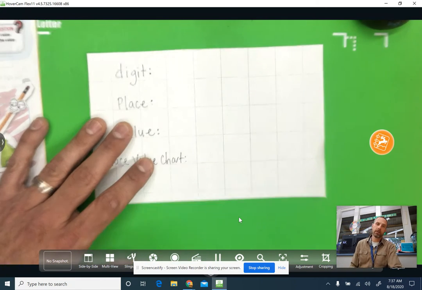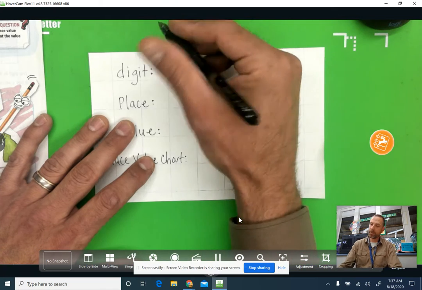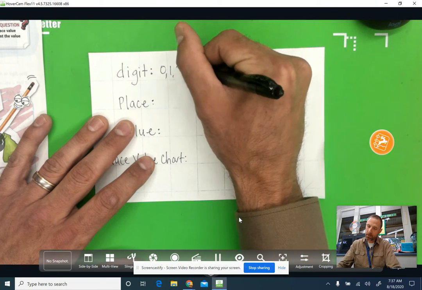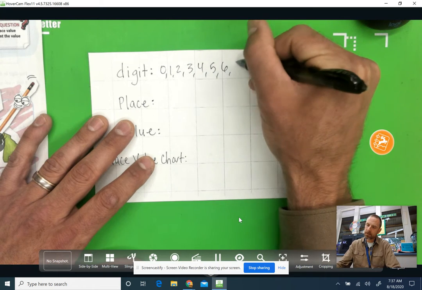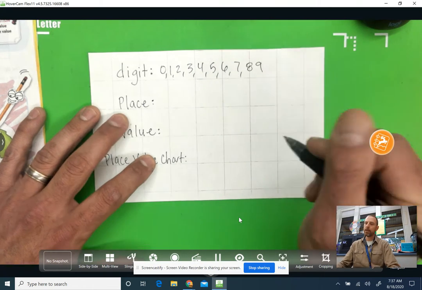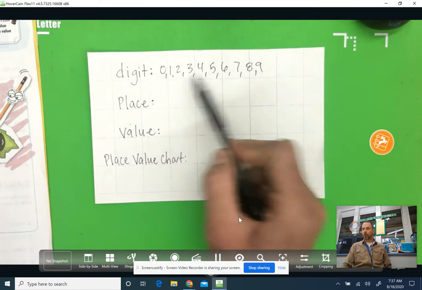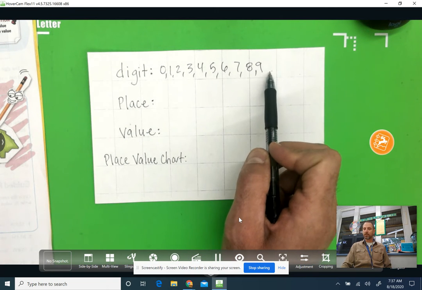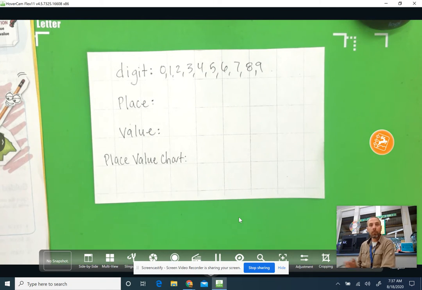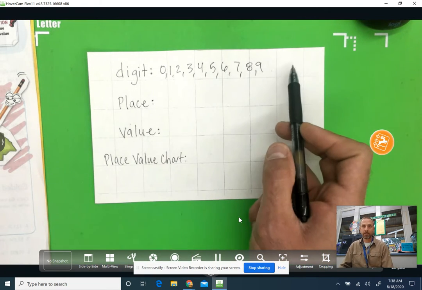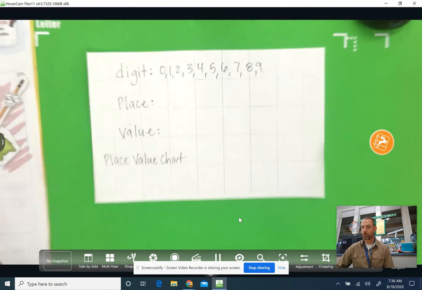The first vocabulary term is digit. A digit is 0, 1, 2, 3, 4, 5, 6, 7, 8, and 9. These are your digits, and it's these 10 digits. Yes, it's 10 because of the 0. We are able to make up numbers. And so digits are the symbols that we use to write whole numbers. Okay? So we can make any combination of these digits, and we can make all the numbers that the world knows.